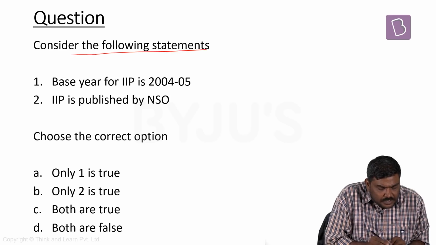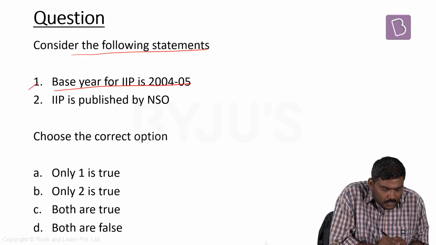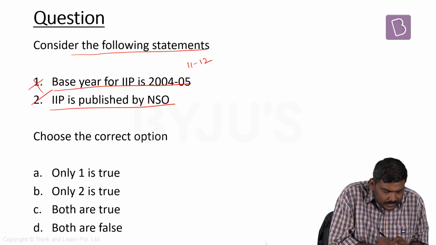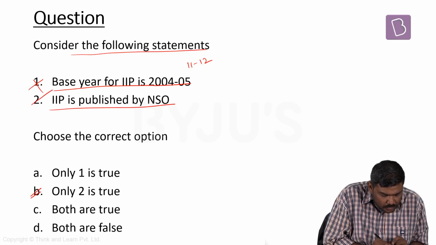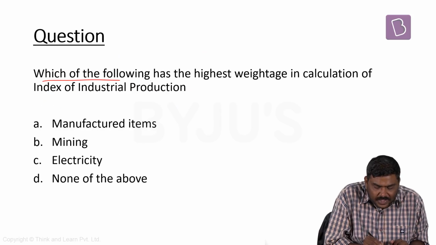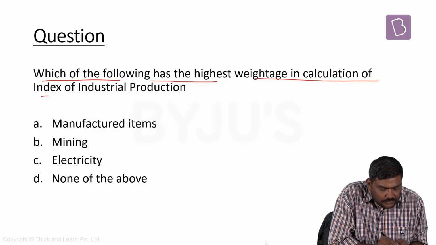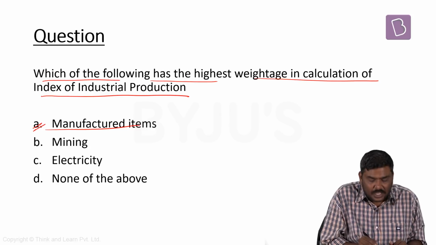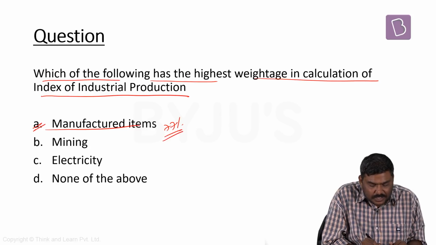Consider the following statements. Base year for IIP is 04-05. Wrong. It is 11-12 now. IIP is published by NSO. Correct. So based on this, the right option will be option B. Only 2 is true. Next question. Which of the following has the highest weightage in the calculation of the index of industrial production? We have already seen it is manufactured items, around 77% plus.